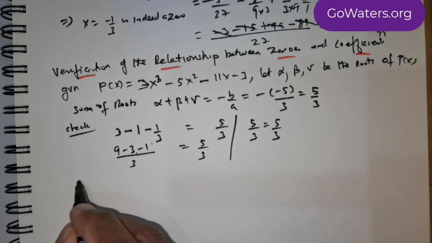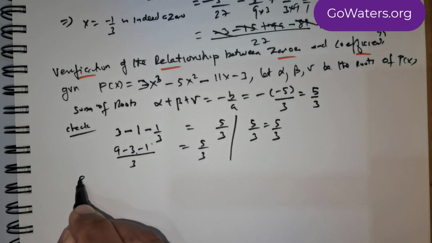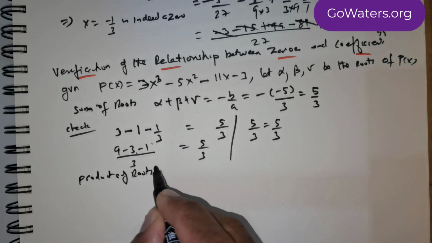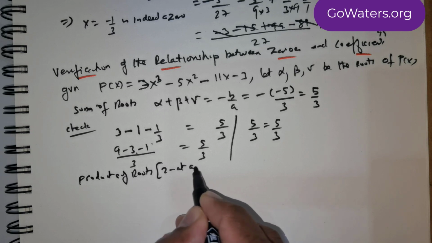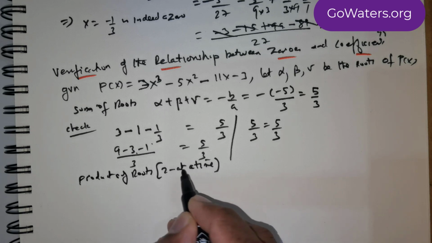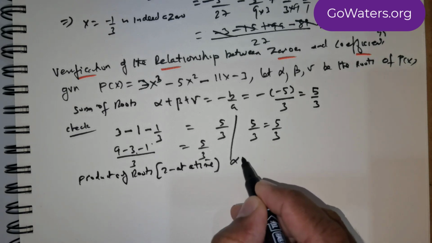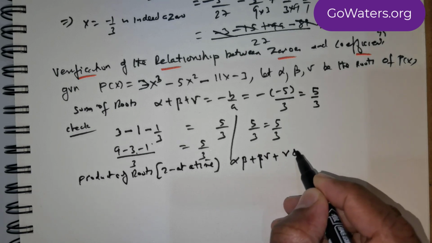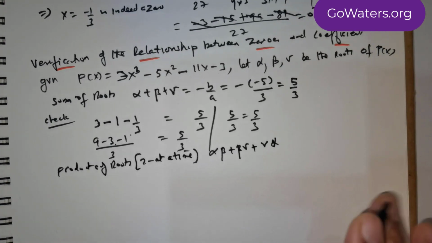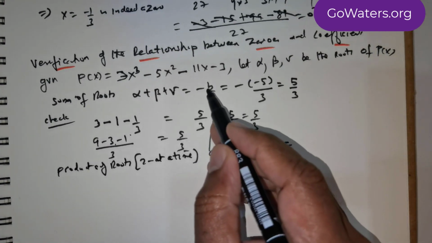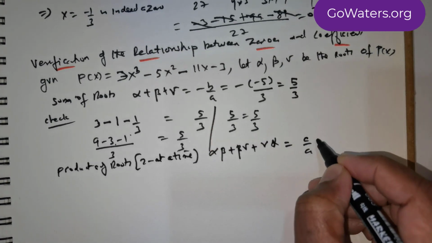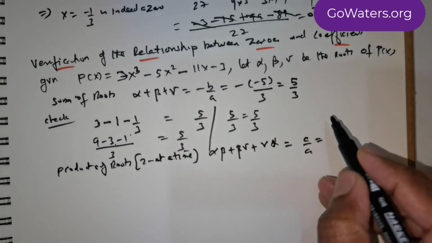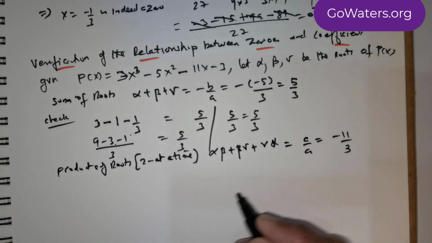Now next is product of roots 2 at a time. You can write that. So what is that? Alpha beta plus beta gamma plus gamma alpha. That's 2 roots at a time. And that is equal to, we started with minus b over a. This is going to be c over a. Now what is c over a? This is a, b, c. That's going to be negative 11 over 3.